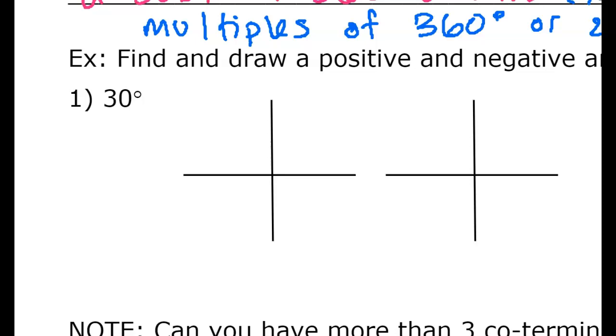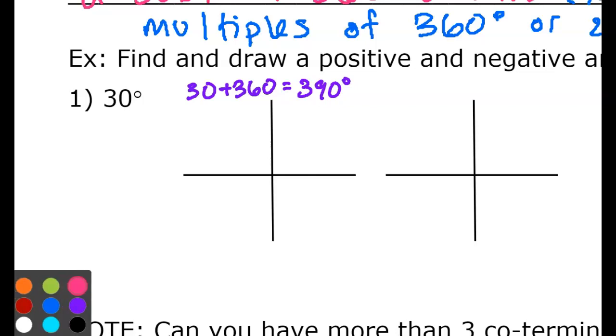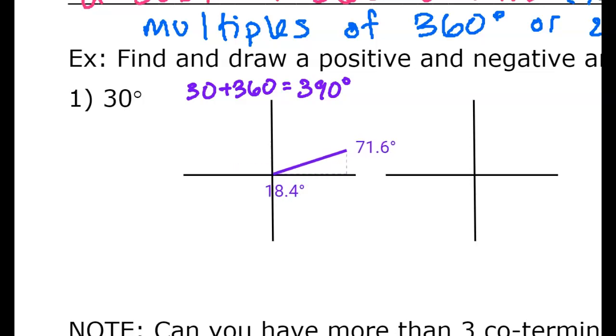All right, so here, you're going to take 30 degrees, and we're going to find our coterminal angle by adding 360 to it, and you get 390 degrees. So you draw the exact same line that a 30-degree angle would give you. 30 is a third of the way through 90, so you draw it a third of the way.